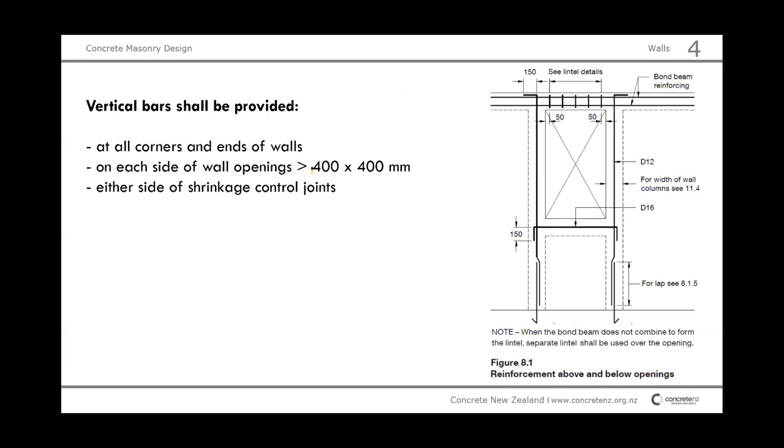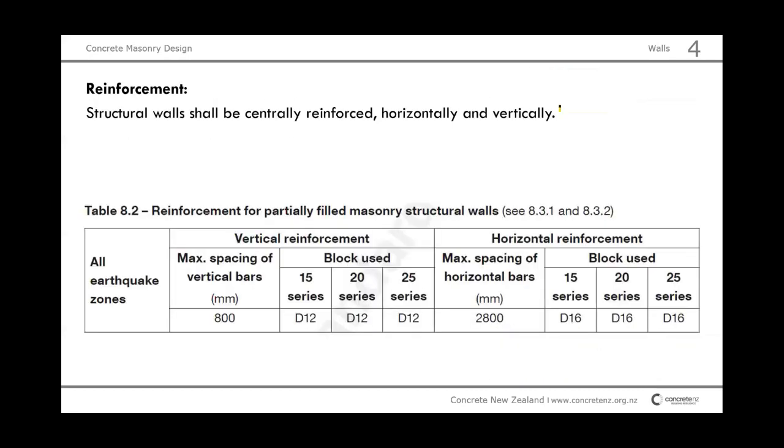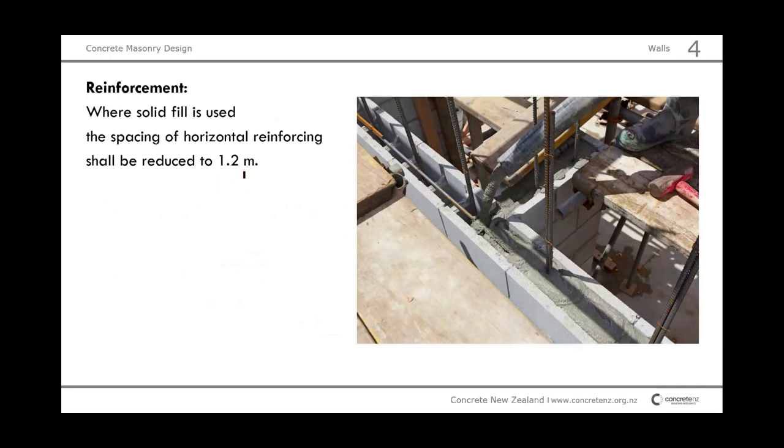There's a maximum allowance for an opening where we don't need reinforcement. That applies to bracing walls as well. We talk about bracing later. For a bracing panel, you have an allowance of a 400 by 400 maximum opening. Either side of shrinkage control joints, we need vertical bars, and horizontal bars shall be provided below and above the wall. And if it's partially filled, we need one at the top of the wall, so the maximum is 2,800. If it's a fully filled wall, we need horizontal reinforcement each 1.20 meters.